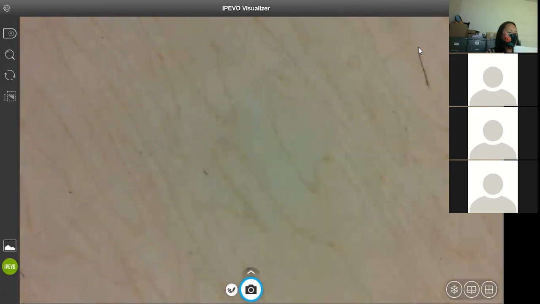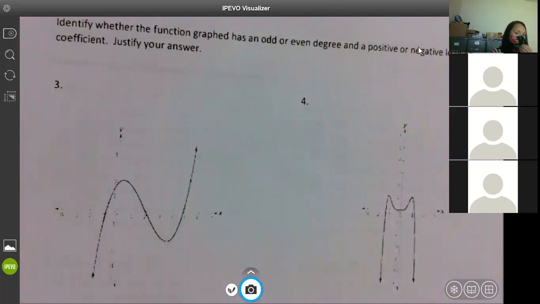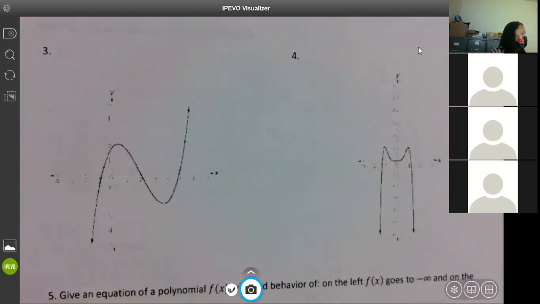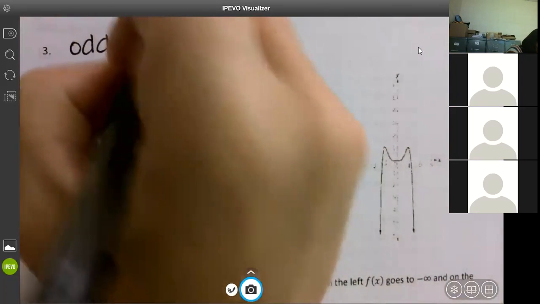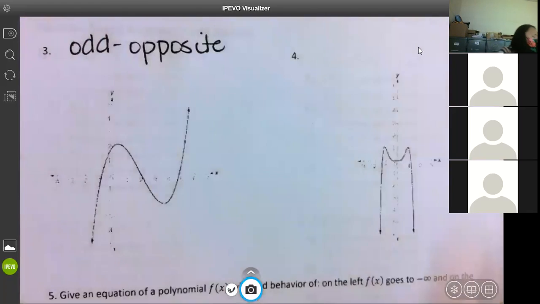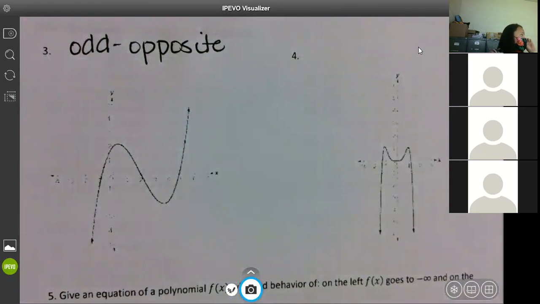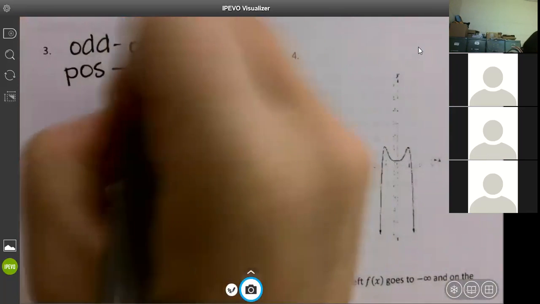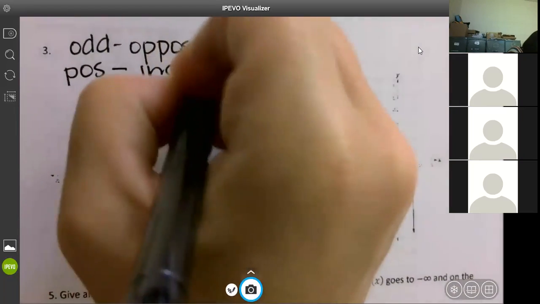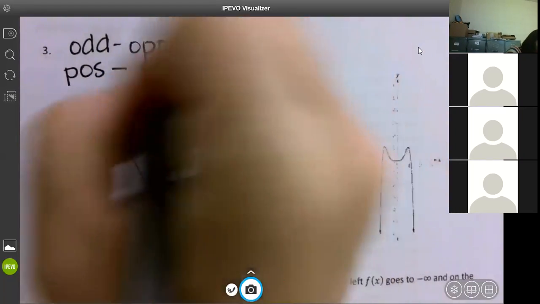All right, identify whether the function graph has an odd or even degree and a positive or negative leading coefficient. Justify your answer. So what is this one? Does it have an odd or even degree? Odd. Opposite directions, that's your justification right there. So your answer is odd, and your justification is that it's opposite. Is it positive or negative? Why is it positive? It's increasing. That's your justification. That's it.